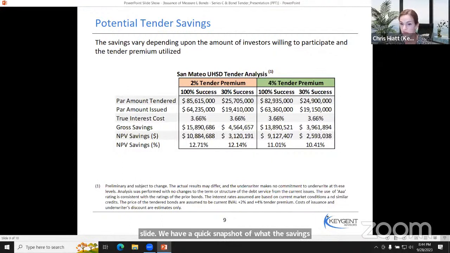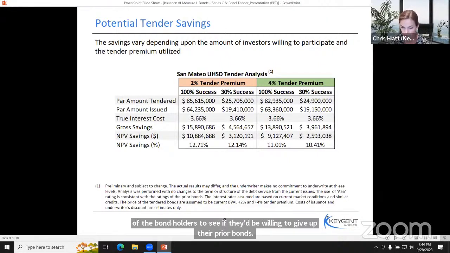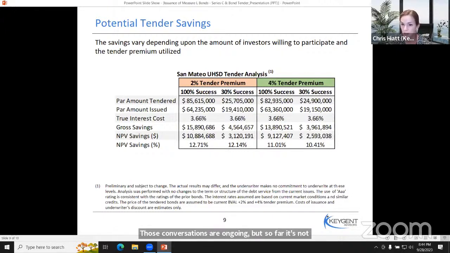Unfortunately, these numbers are as of 2 weeks ago. I don't want to focus too much on them given the increase in interest rates. But your underwriter has started conversations with some of the bondholders to see if they'd be willing to give up their prior bonds. Those conversations are ongoing, but so far it's not looking particularly positive. But we want to continue the conversation and see if there is an opportunity to save your taxpayers money. So we plan to have an update for you at the next board meeting.